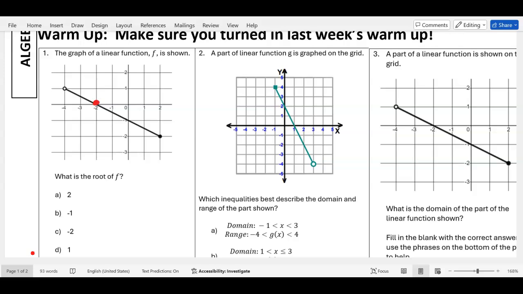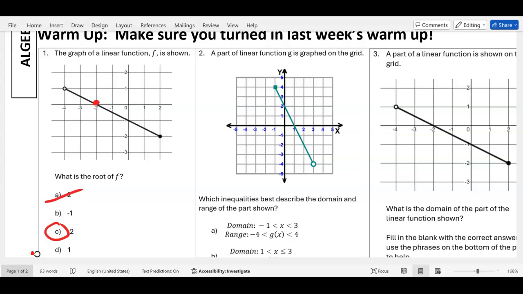Some of us know where it is, but we write it wrong. That is not a positive 2. Does everyone see that's to the left of 0? Okay, the answer is not A. It's not positive 2. It's C, negative 2. Right? That's what you can put for your warm-up. So on your quiz, could you find a root, solution, zero, x-intercept of a graph? Just look where it crosses x.